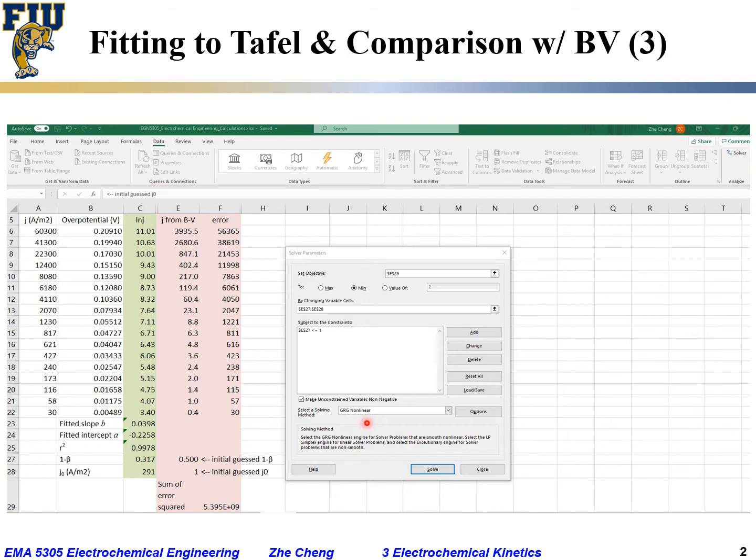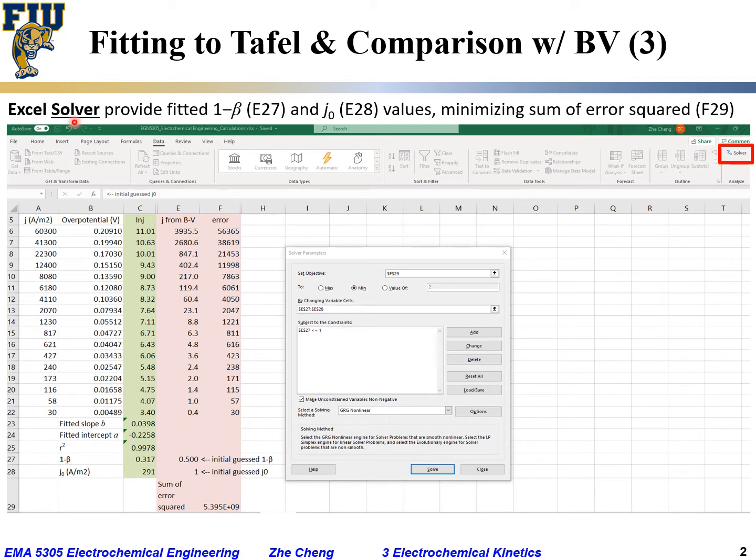Then, as we said earlier, we can use the Solver capability, the Solver add-on within Excel. Using Excel Solver, as we have demonstrated before, to provide better fitted values for 1 minus beta. In this case, it would be the cell E27.